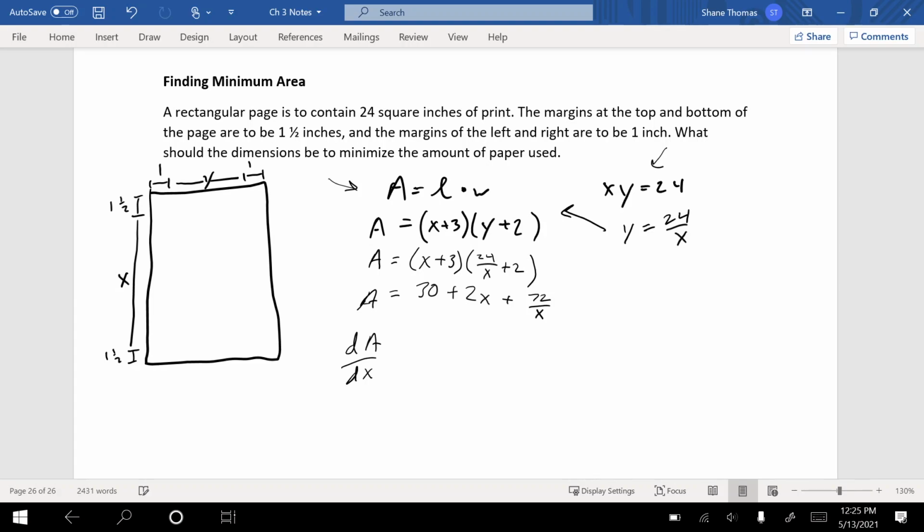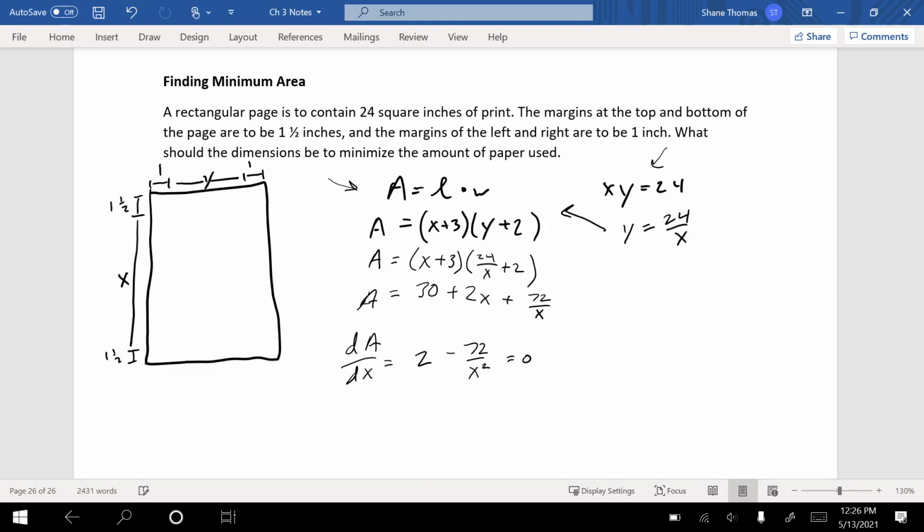dA dx. It's the derivative of A with respect to x. So 30's gone. I get a 2. And then I'm going to have minus 72 over x squared. If I would factor that guy, or find the derivative of that guy. All right. So there's my derivative. Set it equal to what now?